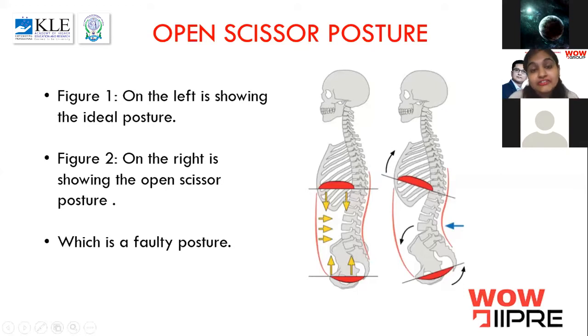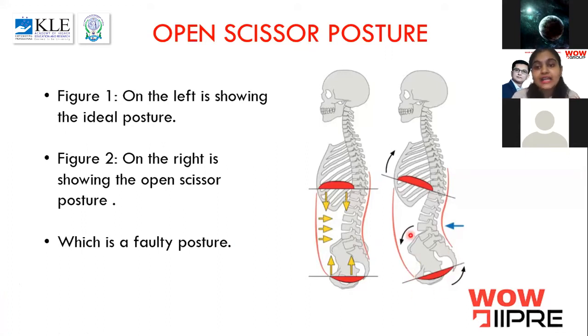Okay, what is an open scissor posture? That is a faulty posture. Along with that, we give very much importance to Janda's lower cross syndrome, which is visible here. In lower cross syndrome there is an anterior pelvic tilt, which leads to lengthened abdominals, lengthened back extensors, tightened hip flexors, and tightened back extensors. So that is Janda's lower cross syndrome.